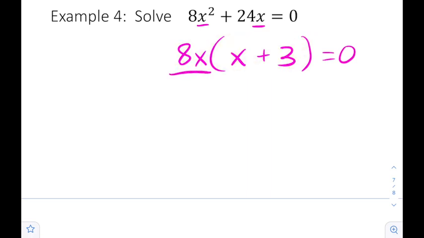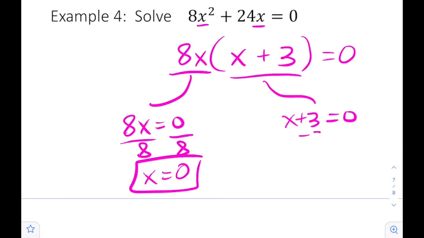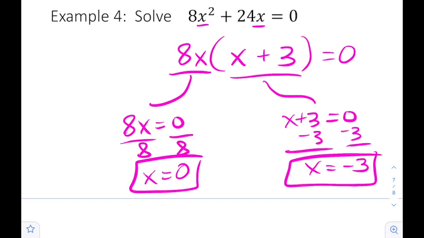Now we'll split up the factors using the zero product property and solve each for when it's equal to 0. So when does 8x equal 0? Well, if we divide by 8, we get x equals 0 as our first solution. And when does x plus 3 equal 0? Well, we subtract 3 from both sides and get x equals negative 3 as our second solution. So x equals 0 and x equals negative 3 are our two solutions to this quadratic.